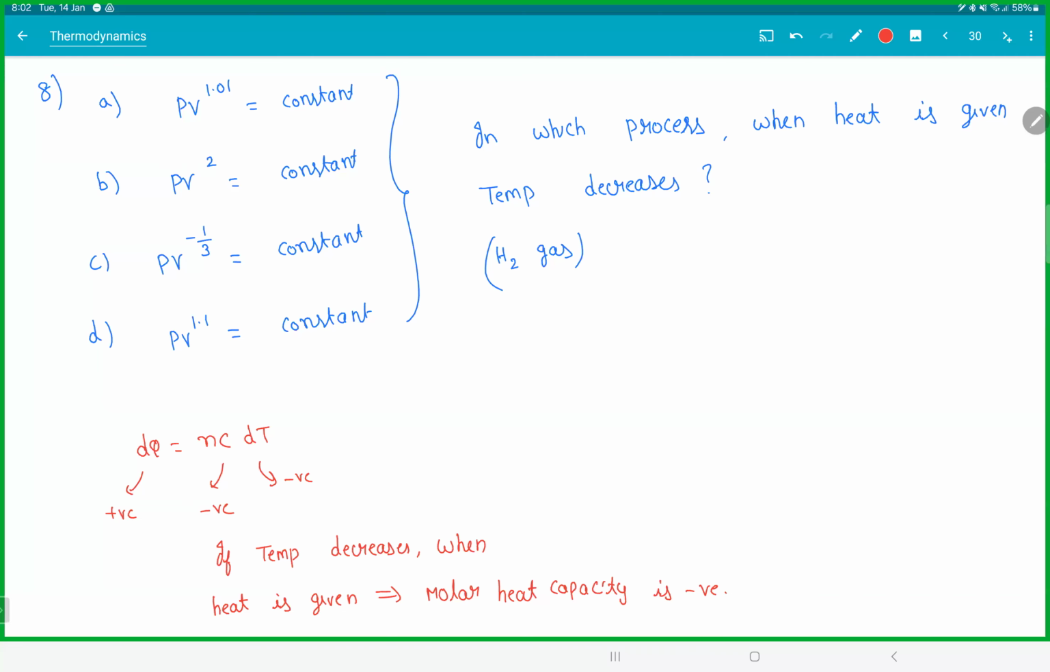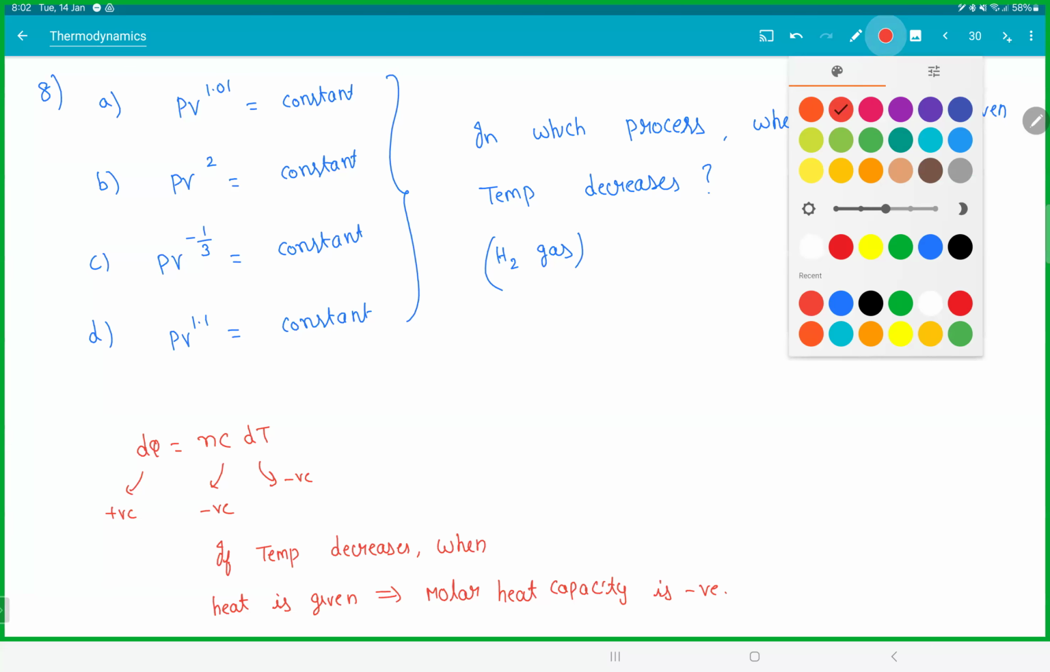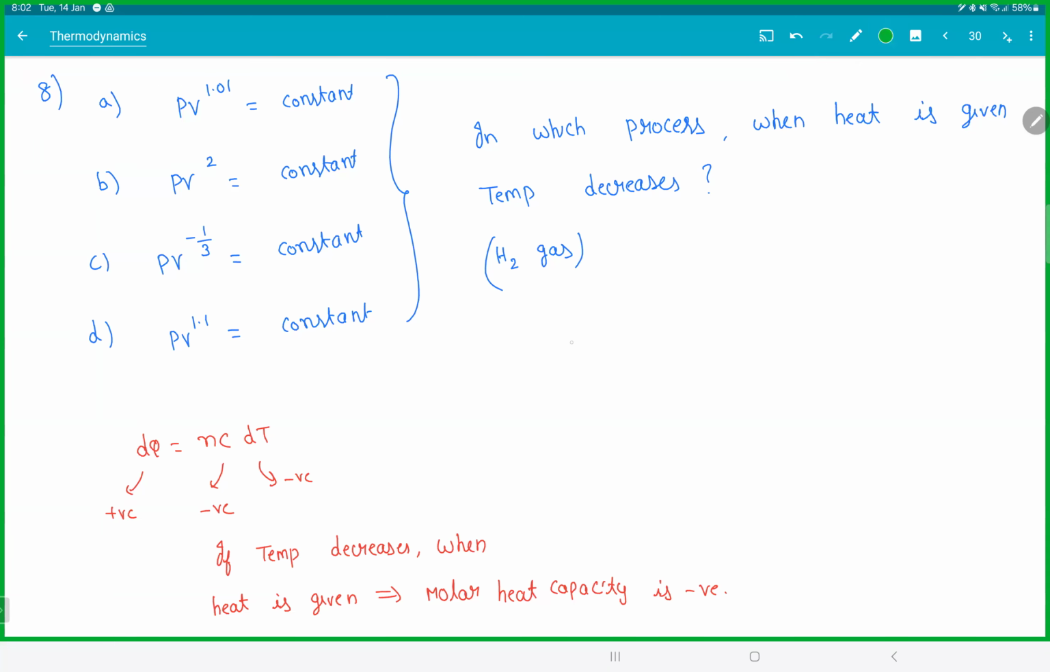When we say dq by dU is negative, it is the same thing. dU is what? F by 2 nR dT, right? So it is the same thing. Now what to do? For each process you try to figure out.